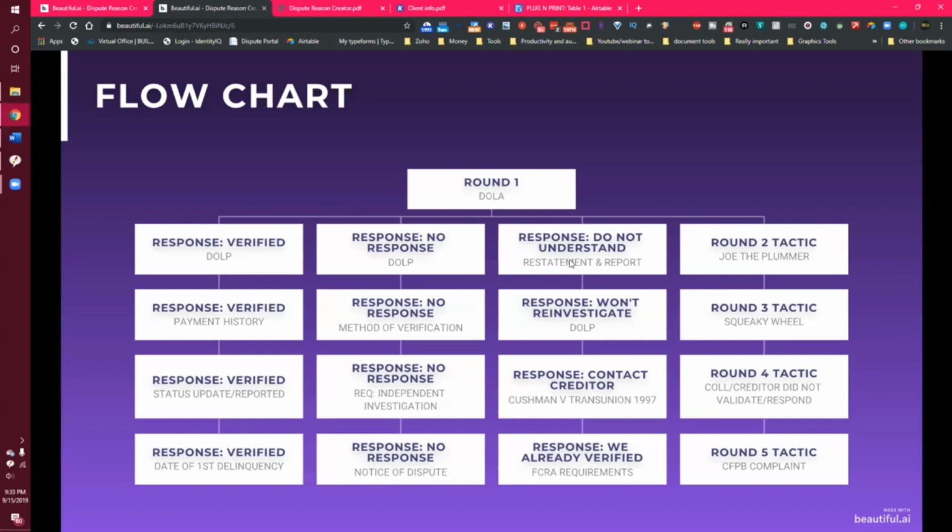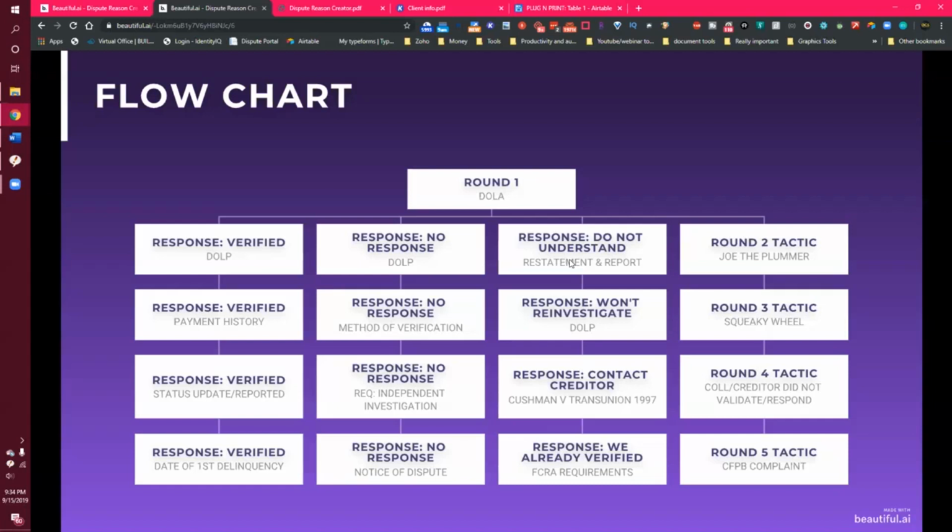So they come back and they say, oh, we don't understand the nature of your dispute. TransUnion is notorious for this, especially when you're using factual disputes, because you're not just saying, not mine, wrong creditor, wrong account number, incorrect this or that. You're actually saying, this is wrong, this is what I'm disputing, and this is why I'm disputing it, and this is what I want you to do. It's too much for the computer to handle.